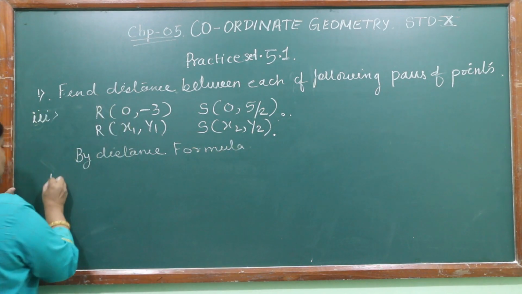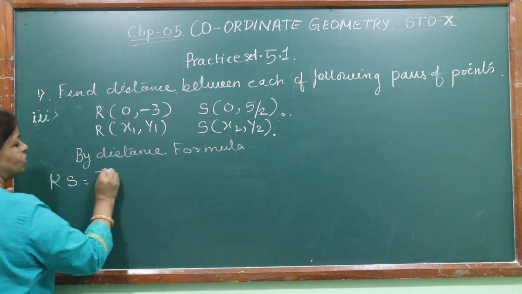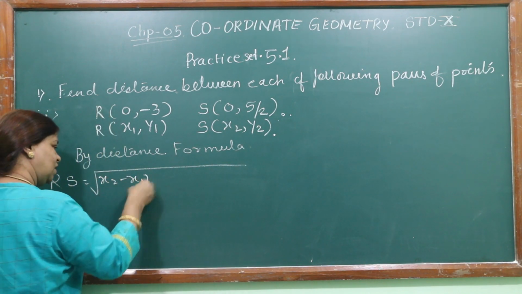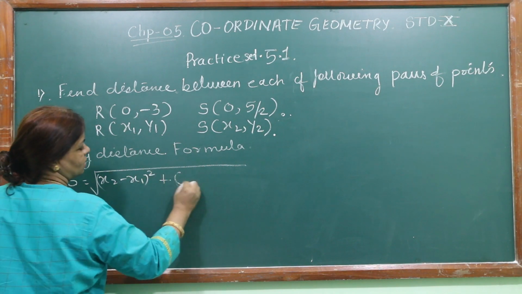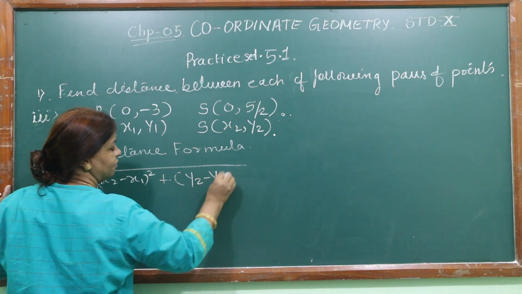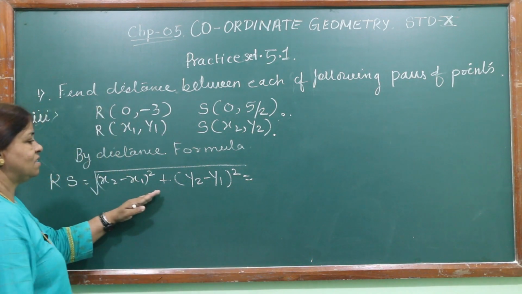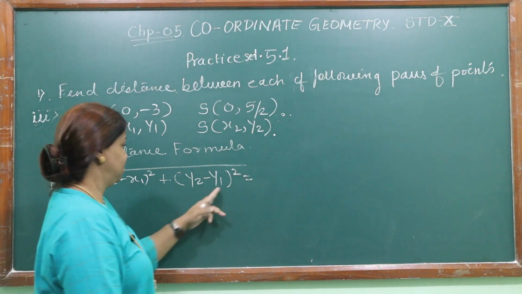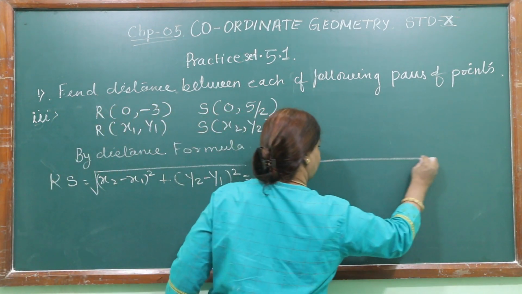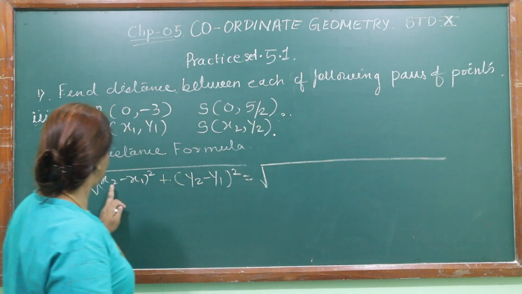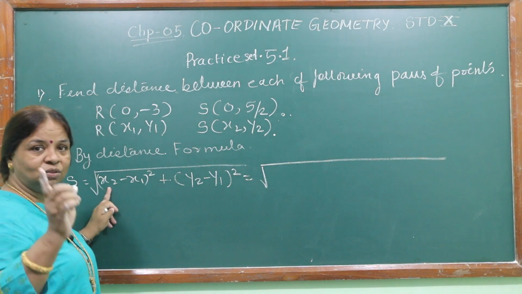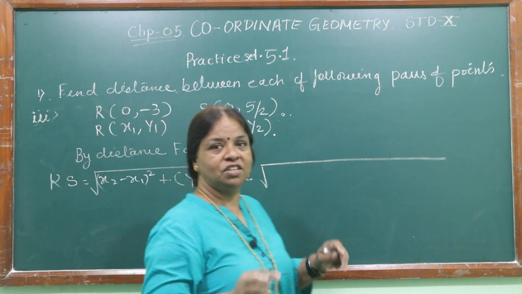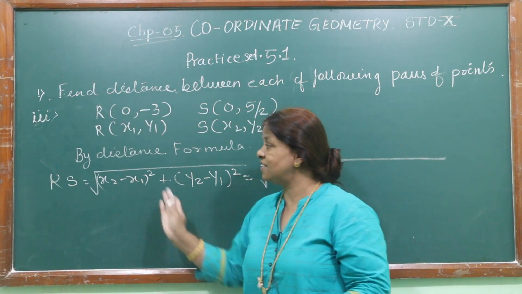So RS is equal to under the root, x2 minus x1 the whole square plus y2 minus y1 the whole square. Let me place the values. I am using half of the board, otherwise we don't get the place, children. See, you should know how to place the value. That is the point I have noticed: many of the children are not able to place the value.